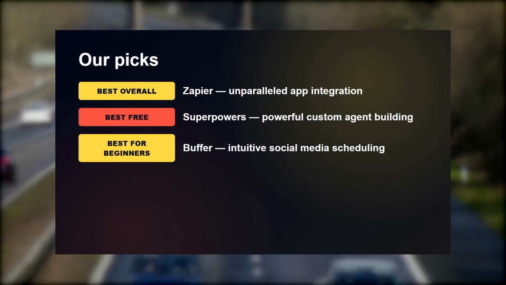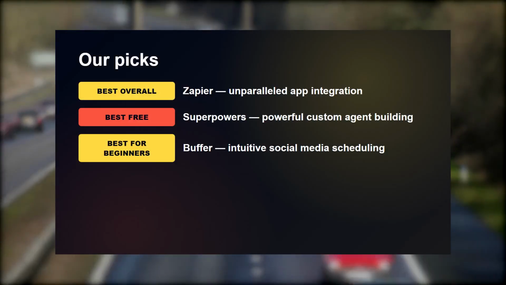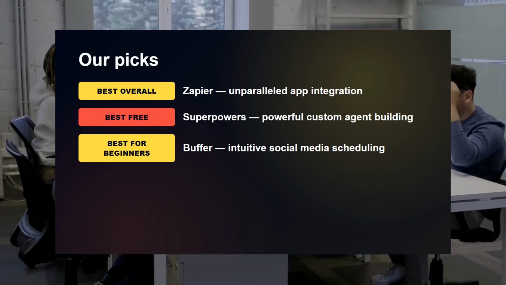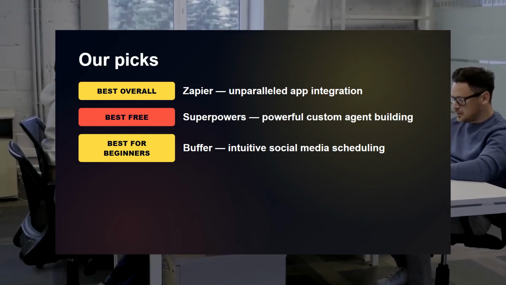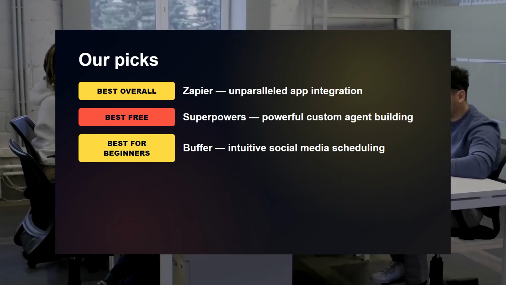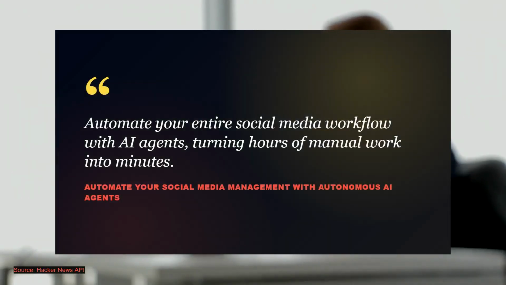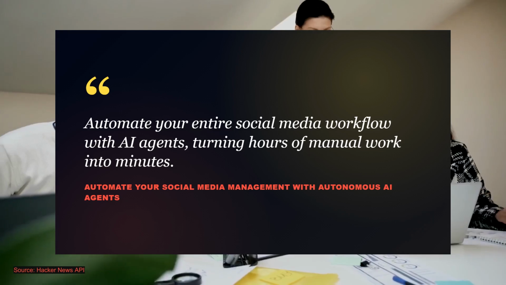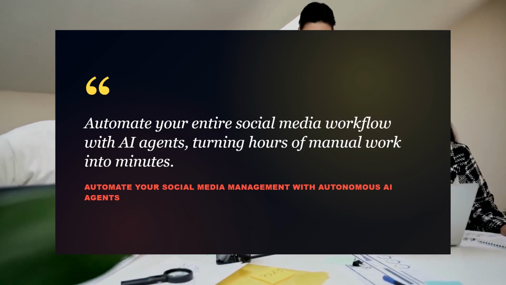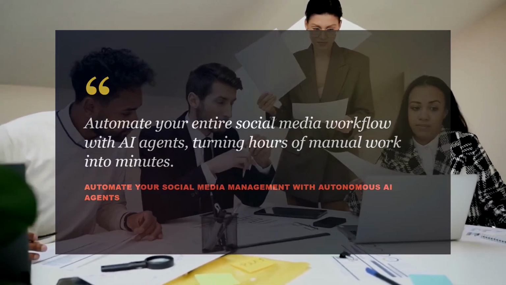Superpowers is great for detailed, custom research. Zapier is the ultimate connector, linking all your tools. And Buffer provides the reliable, user-friendly interface for scheduling. Together, they create a powerful, autonomous social media system. The key insight here is that you don't need a single, all-in-one AI tool. By combining specialized AI agents and automation platforms, you can build a tailored workflow that outperforms any single solution. This modular approach gives you flexibility and control.